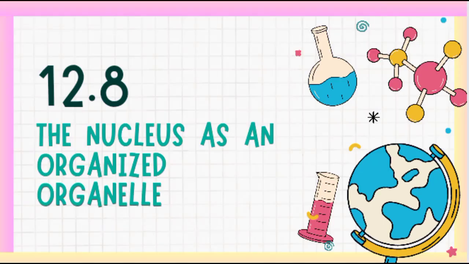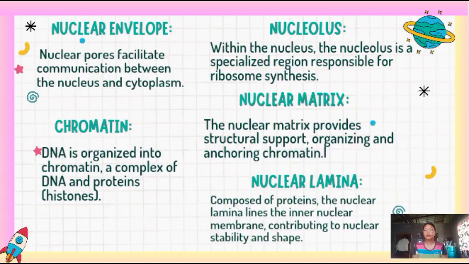12.8 The nucleus as an organized organelle. The nucleus, a vital organelle in eukaryotic cells, is organized with distinct structures and functions. Nuclear envelope. Comprising inner and outer membranes, the nuclear envelope encloses the nucleus, separating genetic material from the cytoplasm. Nuclear pores facilitate communication between the nucleus and cytoplasm.